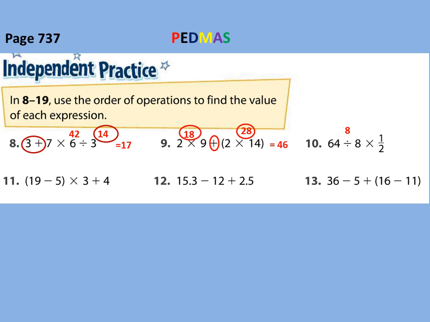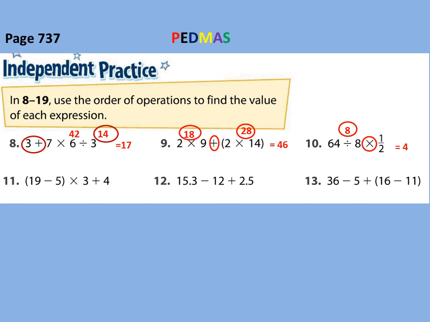And the last operation is the multiplication. Multiply 8 times half. Remember how to find 8 times half or half times 8. What's half of 8? Half of 8 is 4. Or you can divide it by 2. So the answer is 4. The final answer is 4. Okay, go to the next question, question 11. Stop the video, try to do it yourself, then come back.